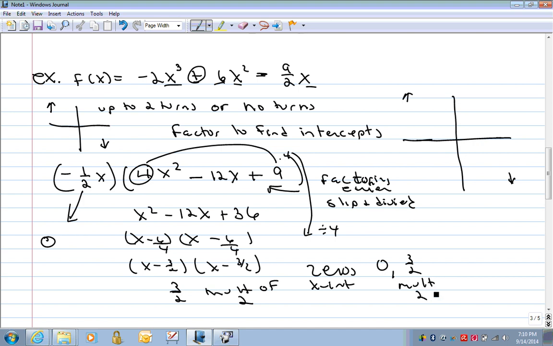Remember, it was a cubic to begin with, and so we would have to have 3 zeros. This one's twice, and then 0 is 1, so that's our 3 zeros. So let's go ahead and sketch our graph. So if this is 1 and this is 2, 3/2 is between there somewhere, so we'll put a point.